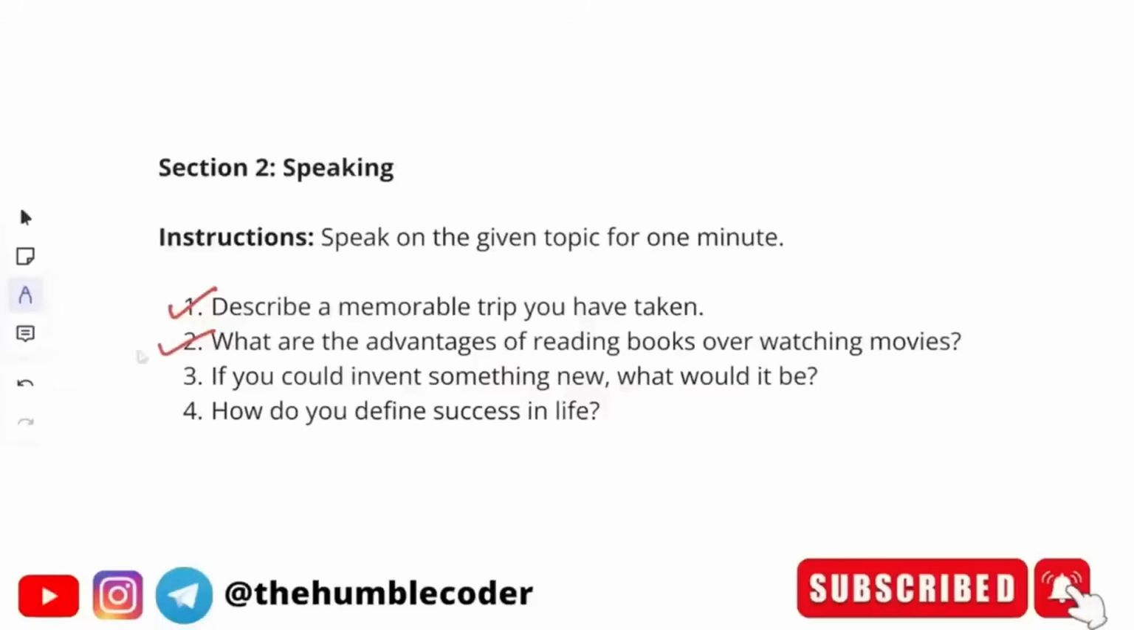Let's move on to the third topic that we have. If you could invent something new, what would it be? Okay, so I'm going to speak on this topic now. I would invent a device that translates animal sounds into human language. This would help us understand what animals feel and need, improving their care and protection. It could be useful for pet owners, veterinarians, and even wildlife conservationists. So in this way, guys, you can speak on this topic.